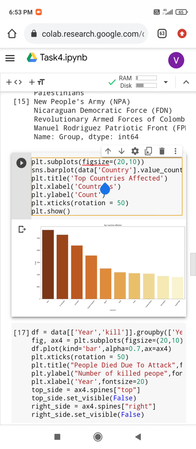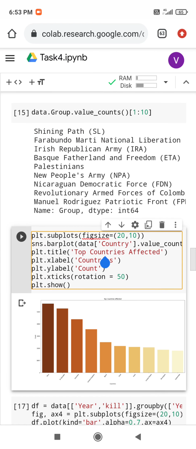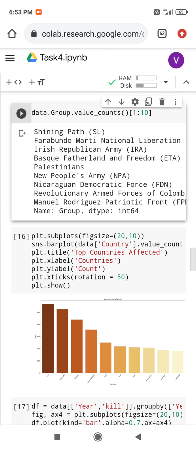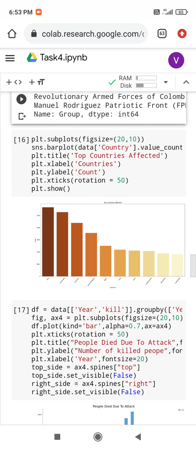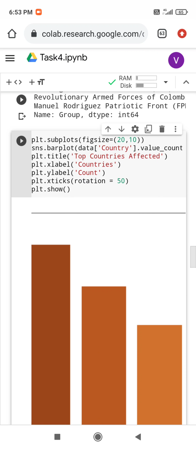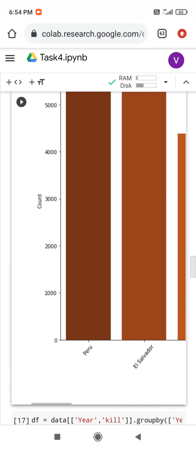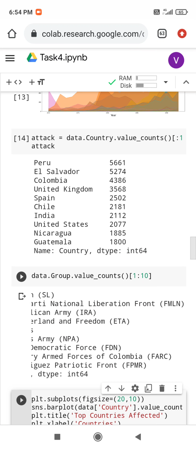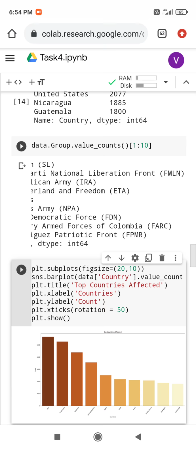Any attacker cannot attack a country as a single person, right? So they have a group and they name their group with some names. These are the group names which the attackers use to represent themselves. After that, these are the top countries affected by the attackers, such as Peru. These are the top countries which are attacked by the terrorists. So Peru, Spain, Chile, etc.